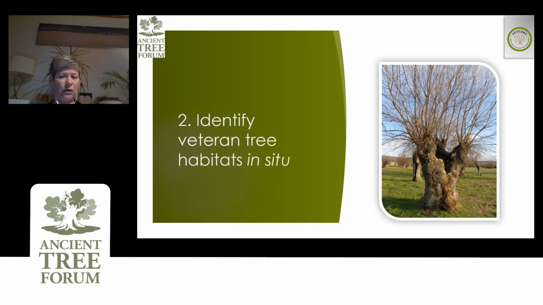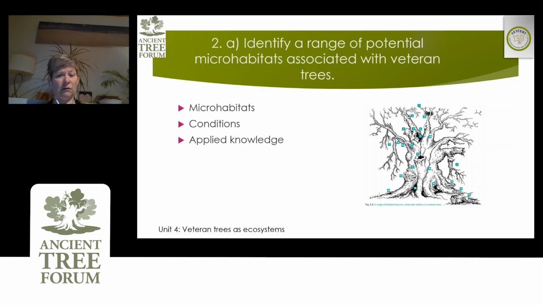So then the second element of this unit is to be able to identify veteran tree habitats on site. So look at the trees and point them out. Of course, some of them are very obvious, and most of you will be familiar with these too. This is an area that we would expect most people to be relatively comfortable with, but it's about the range of potential microhabitats associated with veteran trees. I've already talked a little bit about that, but you may have a hollow low down on the tree, you may have a hollow in a buttress root, and that may be filled with water, compared with one that's up in the tree that's exposed to the sun and is very dry.